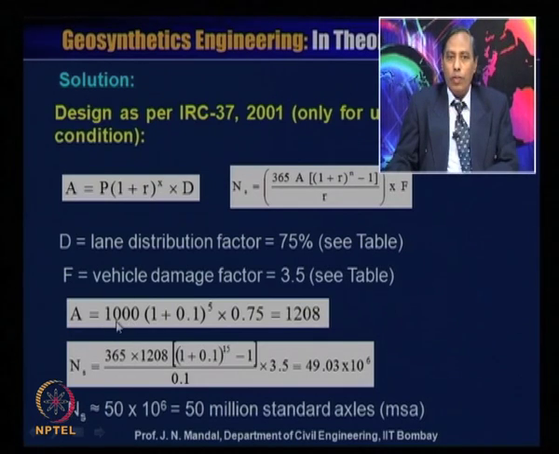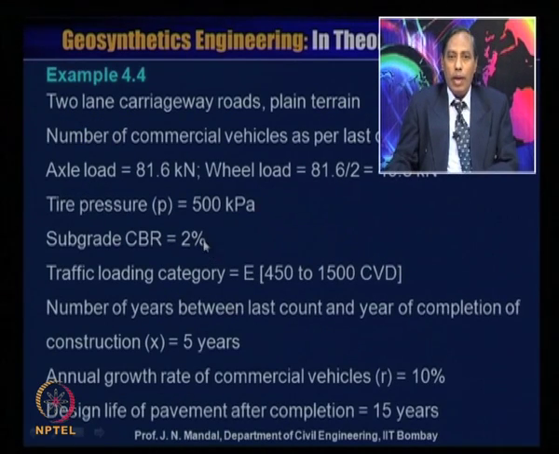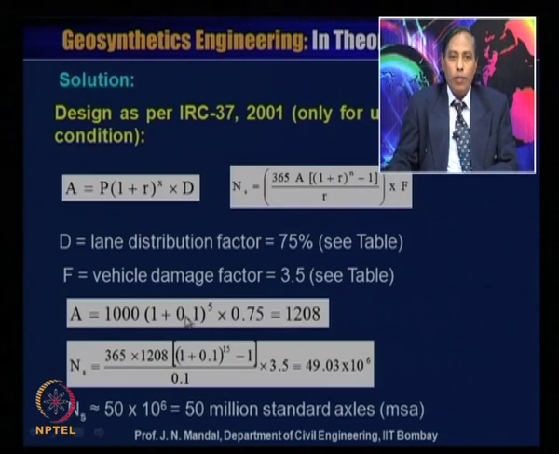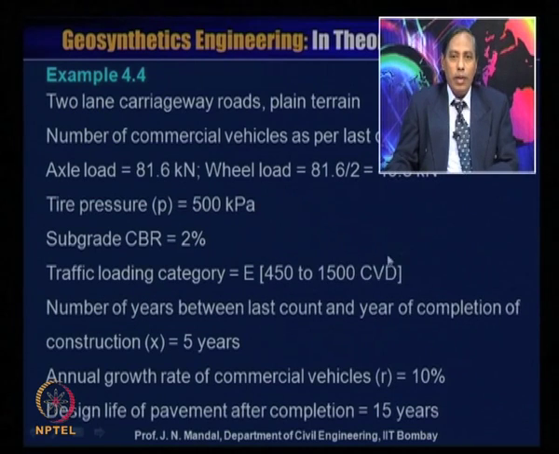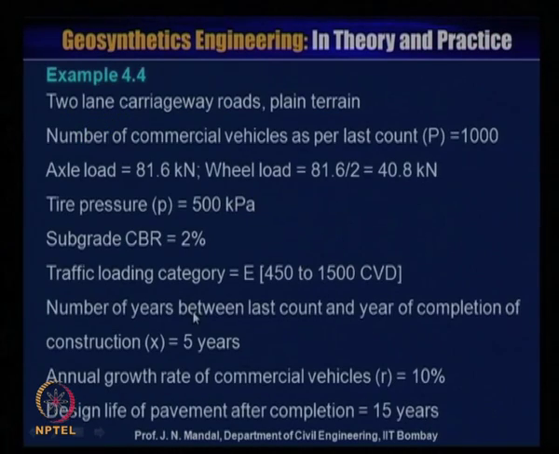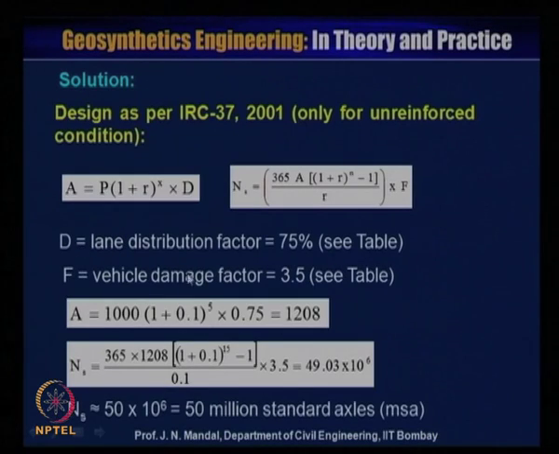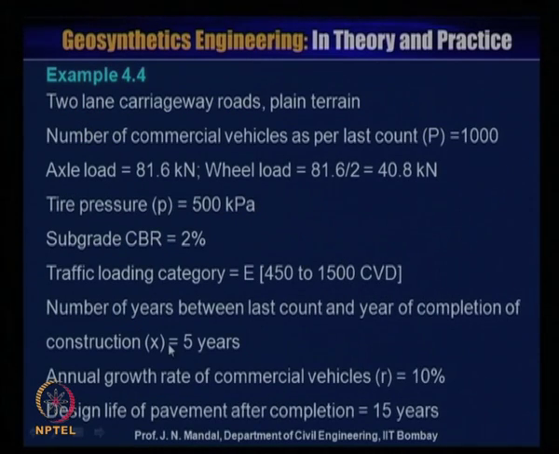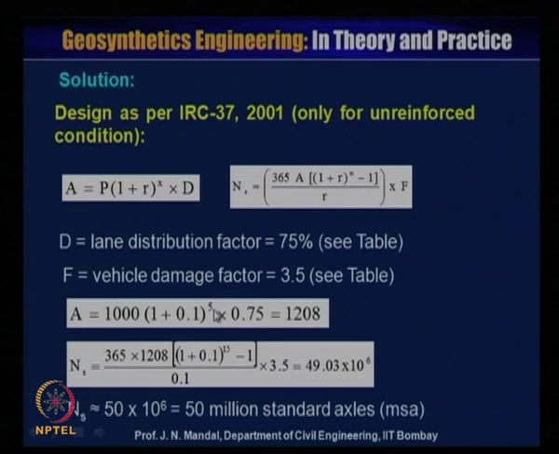P is given, 1000. 1 plus R is also given in our problem. R is given as 10%, so this is 0.1. P is 1000. This is 0.1 whole to the power X. X is given 5. You can see that X is the number of years between the last count and the year of completion of the construction, X is 5 years. So this is 5 into D. D is 75%, 0.75. So you can calculate this A is equal to 1208.